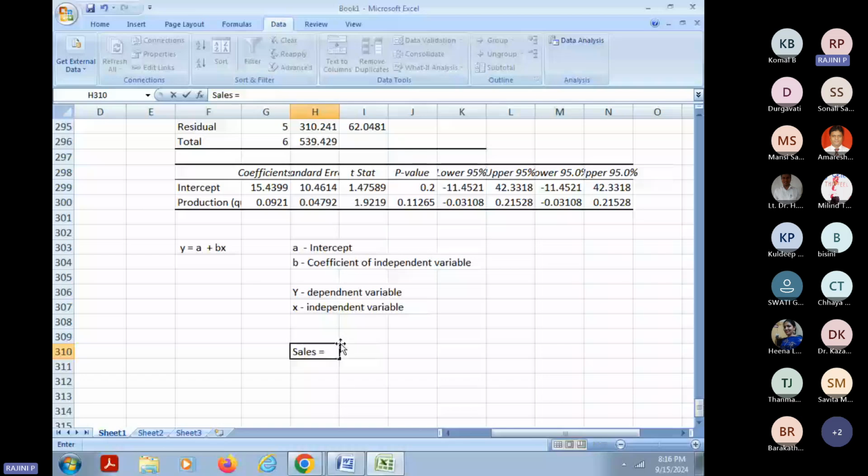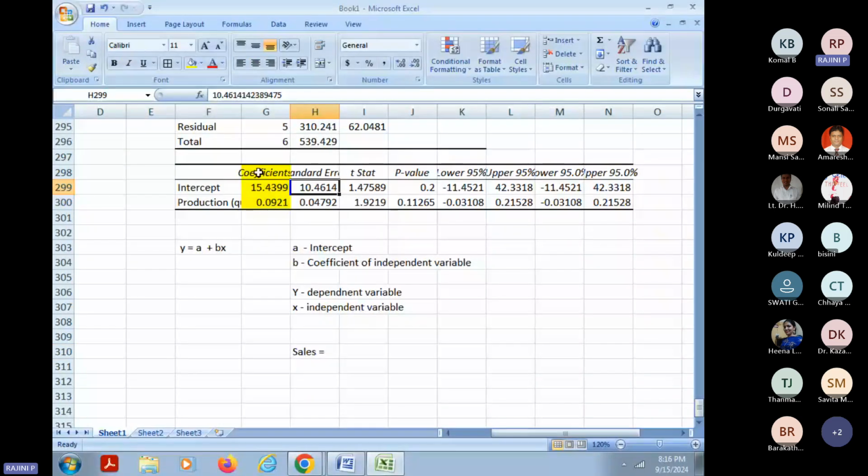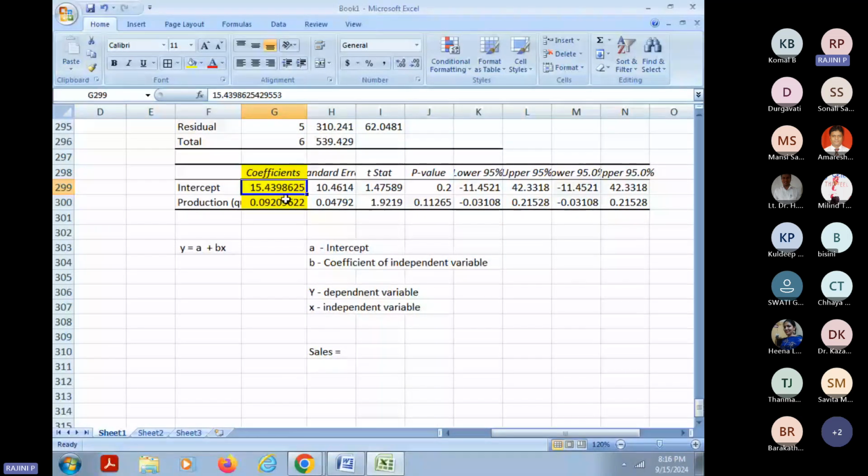So sales is equal to intercept. You need to check the coefficient column, whatever I have highlighted. In this one, intercept, how much is it? 15.4398, so write 15.44 plus Bx. B means the coefficient of the independent variable, that is production. So 0.09 into production. Okay, this is the equation what we require in the analysis.